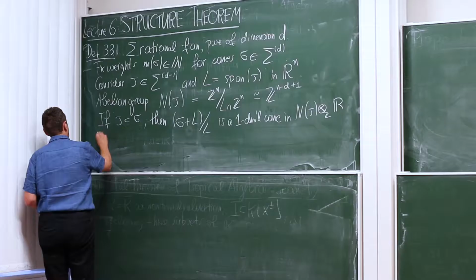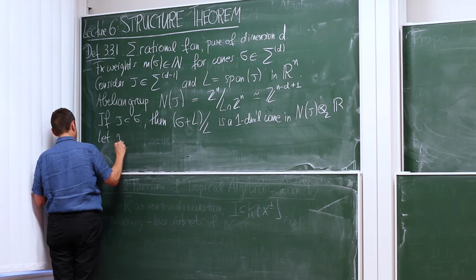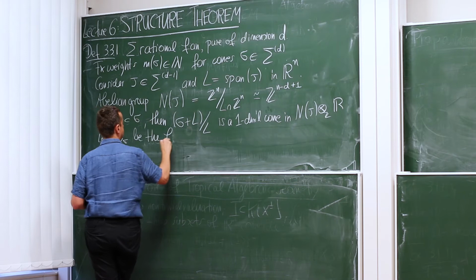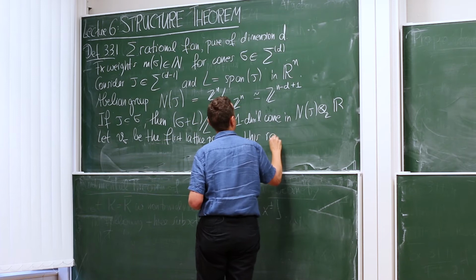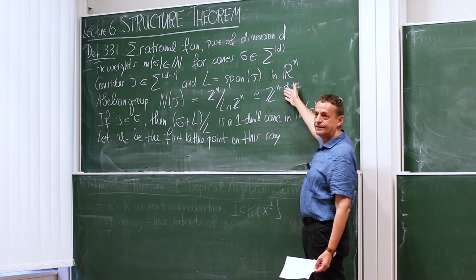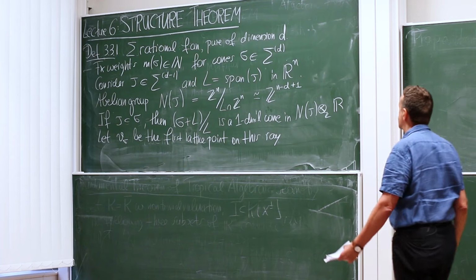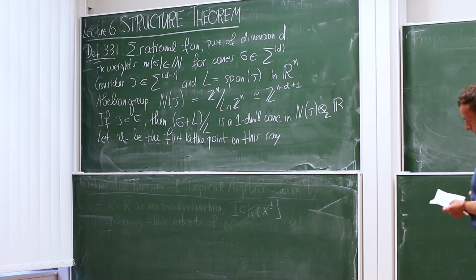Now, everything is defined over the rational numbers, so v sigma can be defined to be the first lattice point on this ray. I mean, this real vector space has the structure of a lattice, so we can speak about the first lattice point, right? So a ray, a one-dimensional ray in ambient vector space that has a lattice structure, has a first lattice point, and this first lattice point is called v sigma.